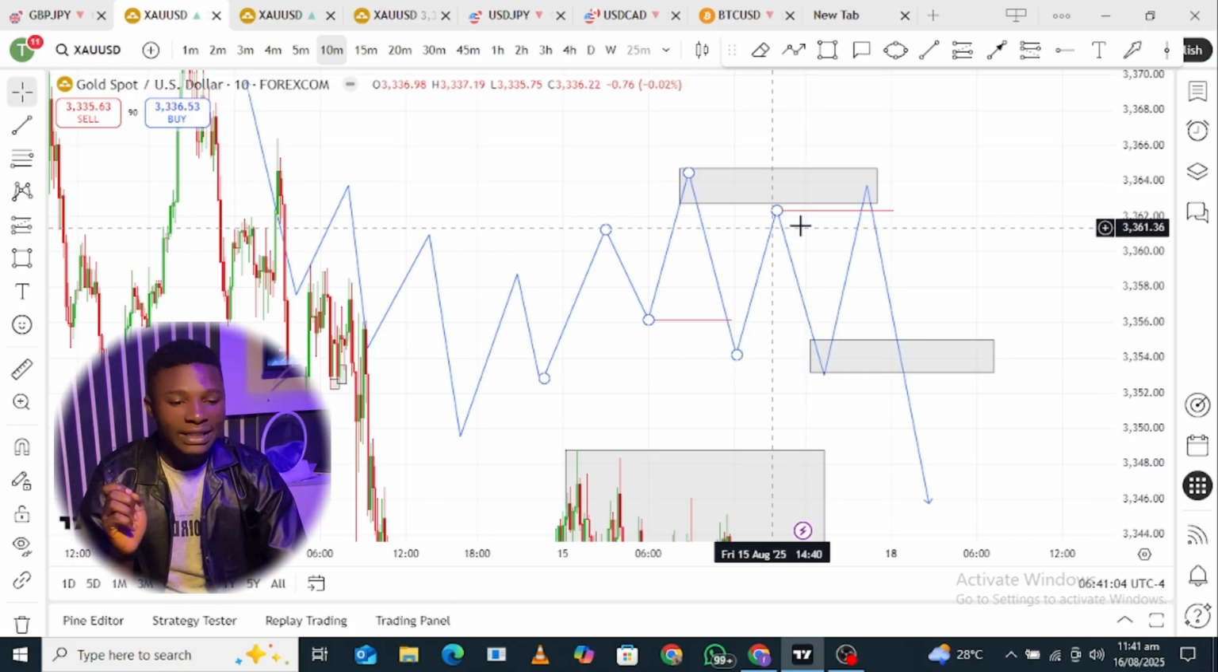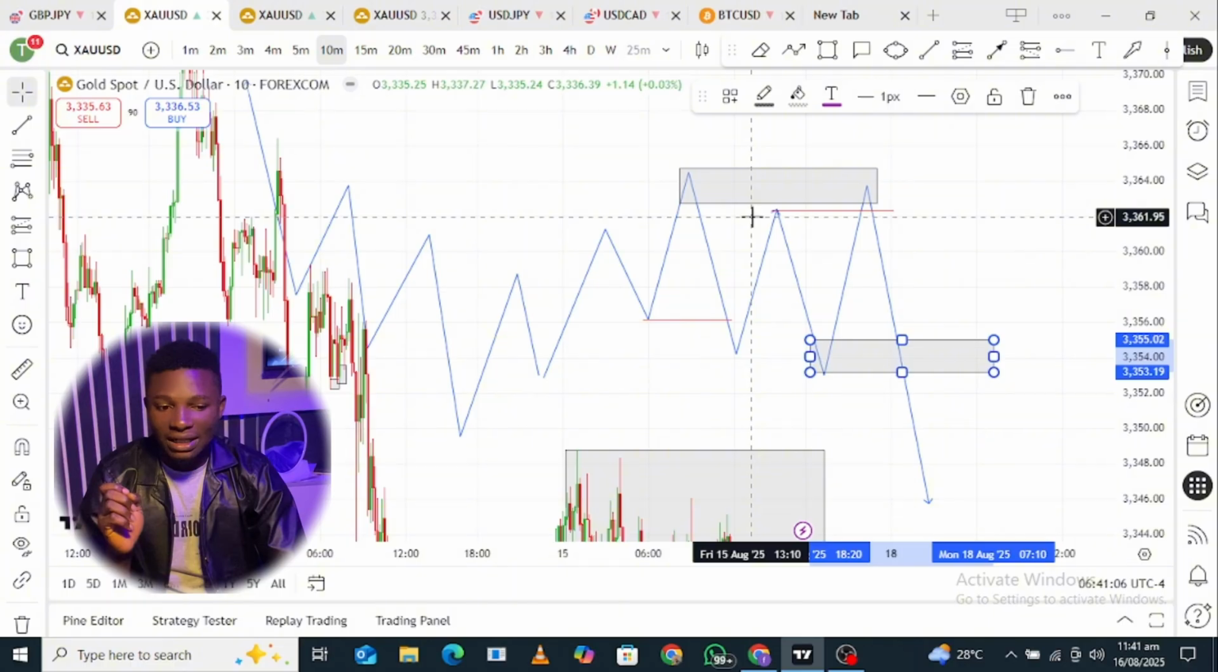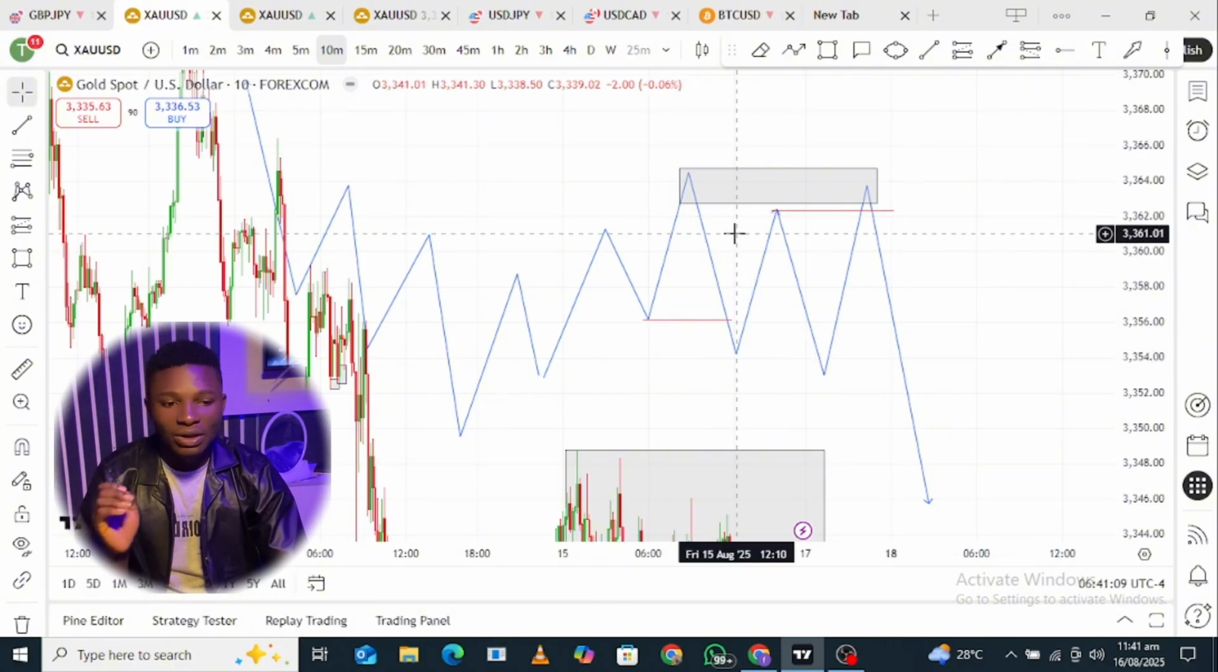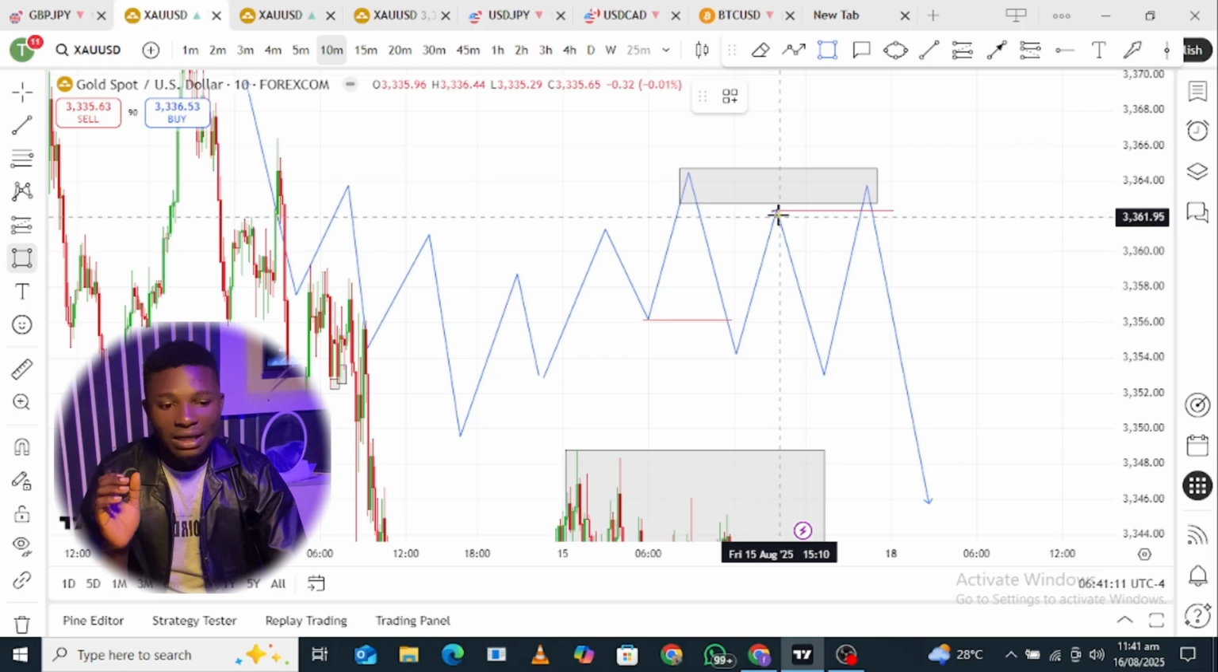So this is a change of character. Price ended up taking out this particular low as a liquidity, because there are some early sellers. Early sellers are going to sell right here.